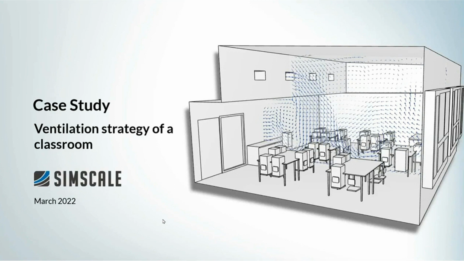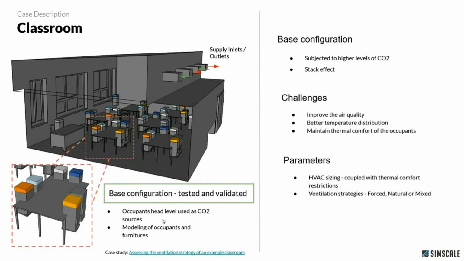For this particular case study, we have a classroom with a certain number of occupants present inside. There are certain challenges that we need to address to make the design optimal, keeping in mind certain requirements given by the design team. On the left-hand side, you can see the base configuration. As I mentioned, we have a certain number of occupants, which includes both the students and the staff members. Other components like windows and HVAC inlets and outlets are also considered to make the simulation close to reality.